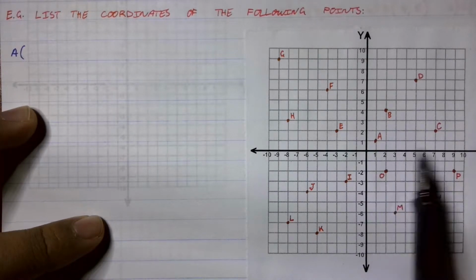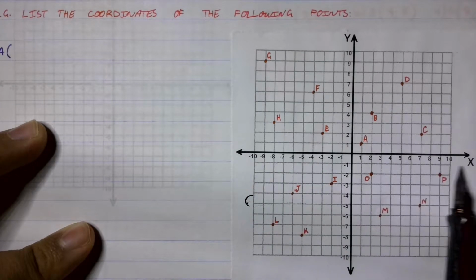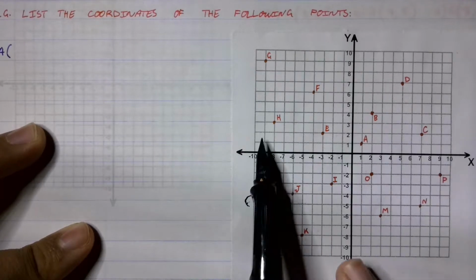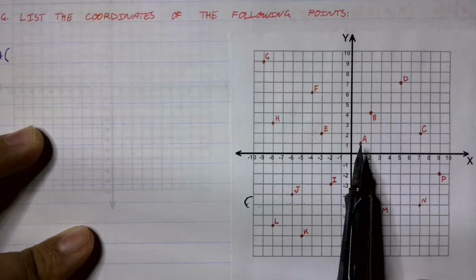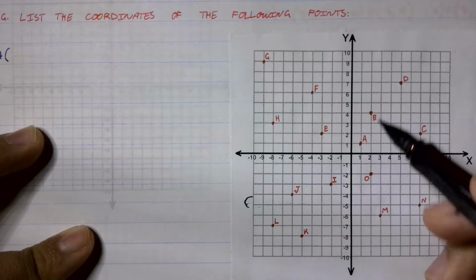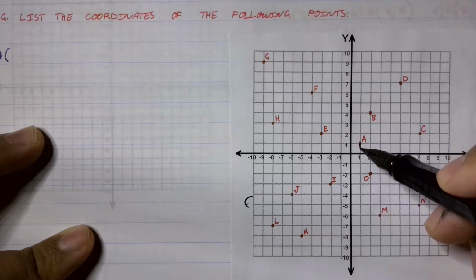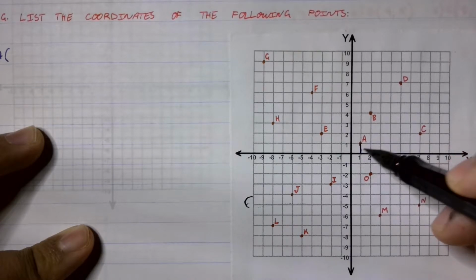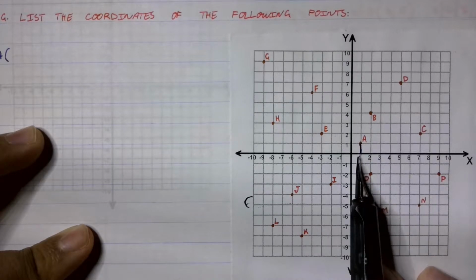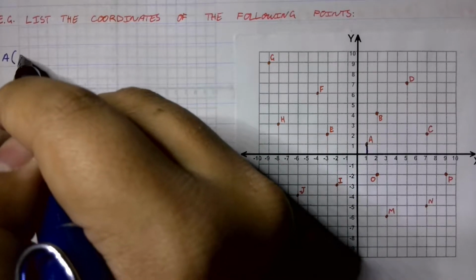Because the x-axis is along this way, since the x-axis is the horizontal axis, what is the x value at this point? If we just draw a line going down to where it is, you can see that the A has a 1 for its x value. So we're going to put 1 here.